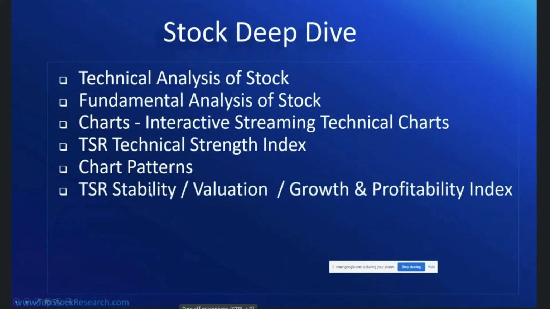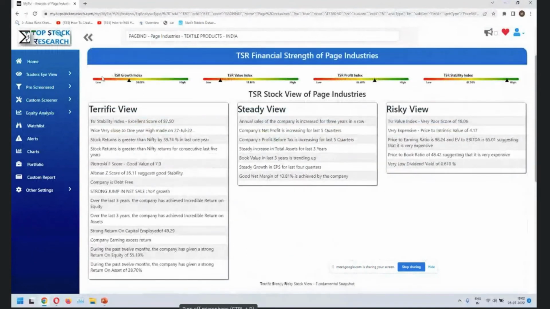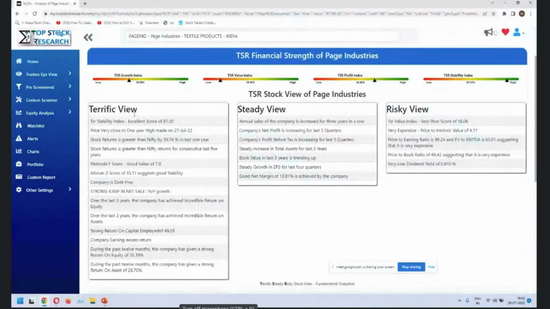Next in the series is TSR stability, valuation, growth, and profitability index. We have briefly touched upon that. So when you look at the financials, these are the ones which we have briefly touched upon. Next, TSR stock view, briefly touched upon that. What does the T stand for? TSR: terrific, steady, risky. This is another acronym of TSR. We have quite a few interesting acronyms of TSR, the primary being TopStockResearch, but having fun, we try to have a lot of things around TSR, which we'll cover in subsequent time.